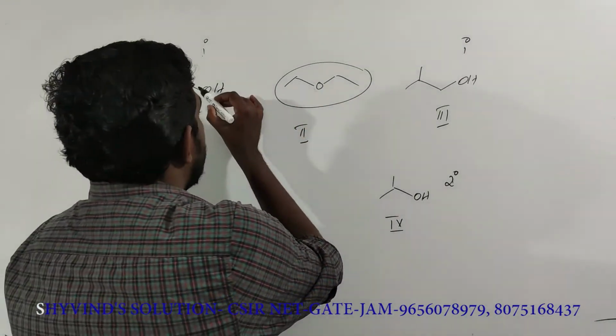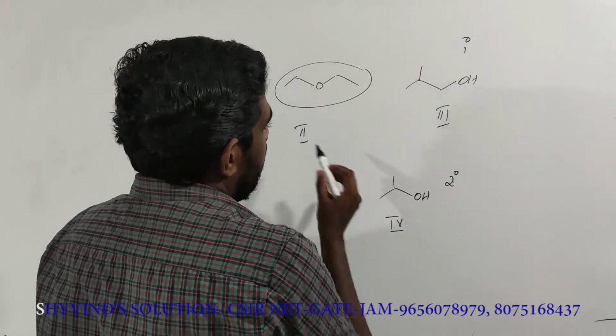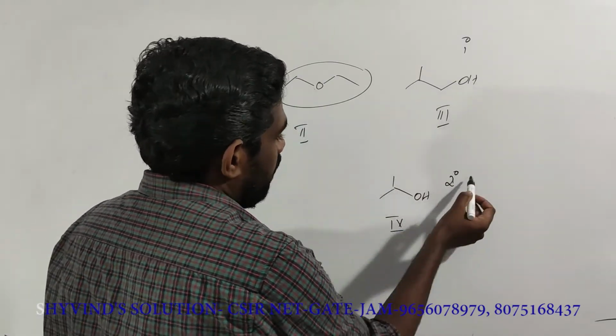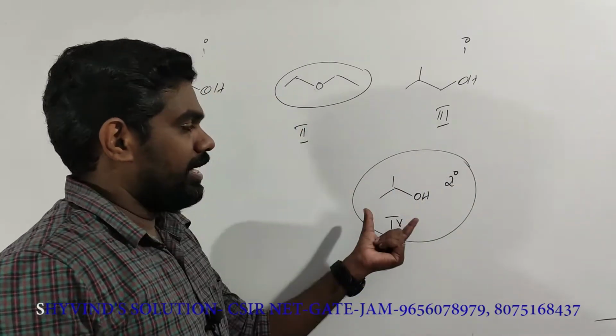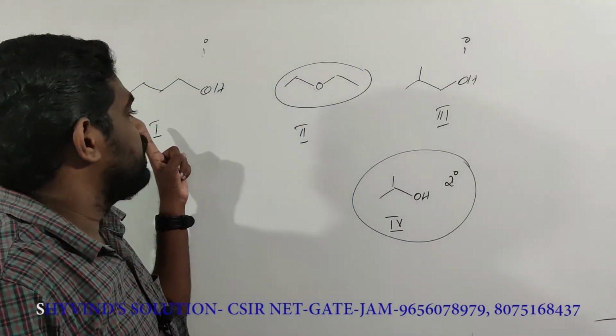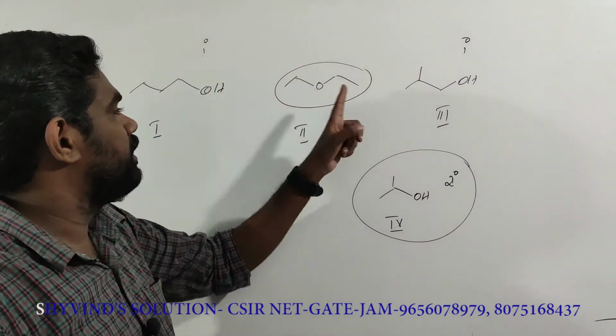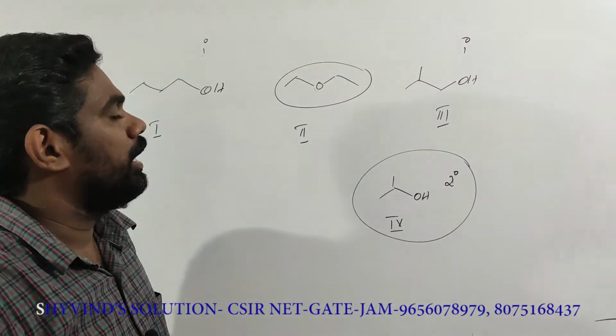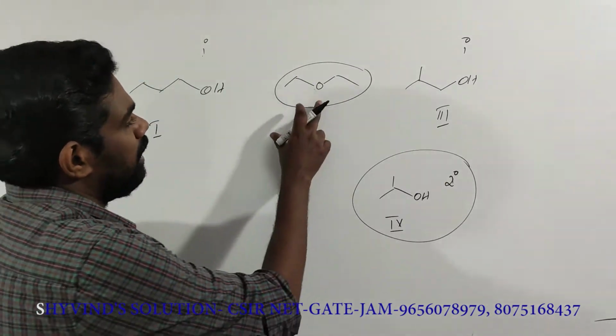So let's compare 1, 3 and 4. Here you can see this is a secondary alcohol. Secondary alcohol can't form hydrogen bonds effectively. So these two species, 1 and 3, will have high boiling point, and this will have the least.